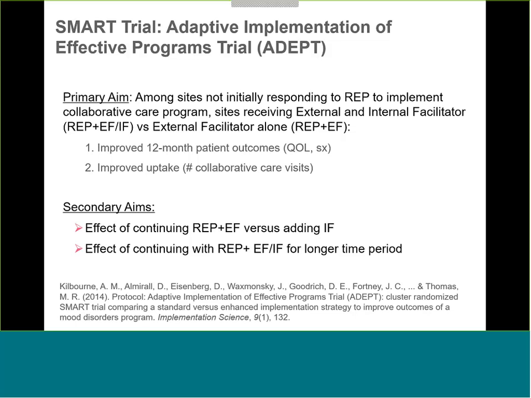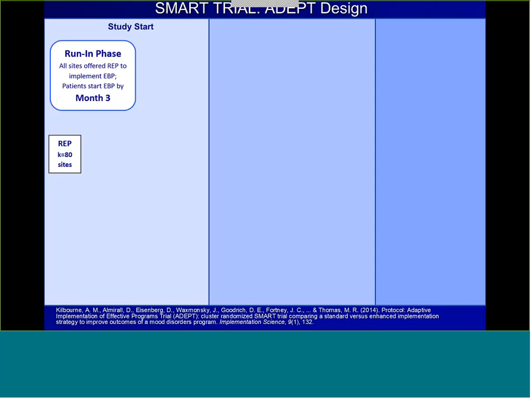There are a number of implementation frameworks that talk about the role of facilitation, and whether external or internal facilitation alone or combined may improve uptake of evidence-based interventions, in this case collaborative care visits, and whether these might be related to patient outcomes. For this study, the secondary aims focused on continuing the two different approaches to facilitation and continuing the facilitation for a longer period of time.